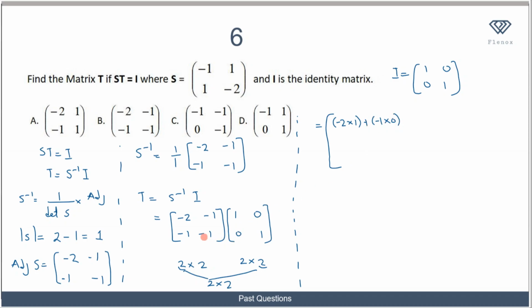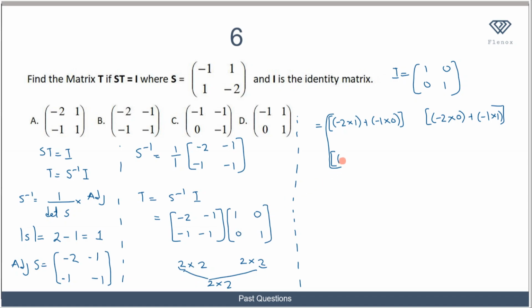Then the second cell over here, I'm going to multiply the first row by the second column. So I'm going to have minus 2 times 0, then plus minus 1 times 1. Now for the cell over here, let me put this in a bigger square bracket. So now for the cell over here, I'm going to multiply the second row by the first column.